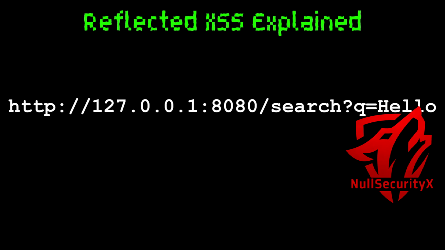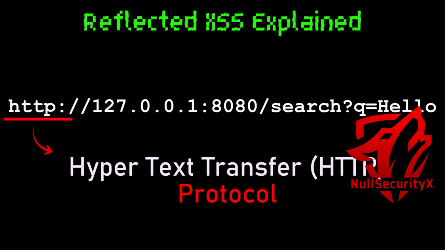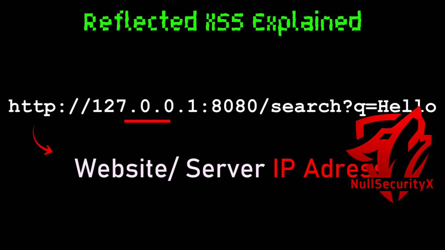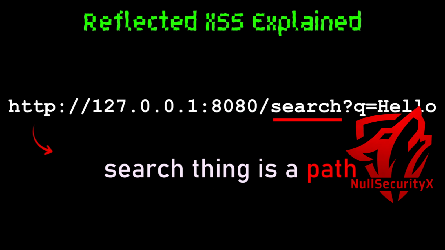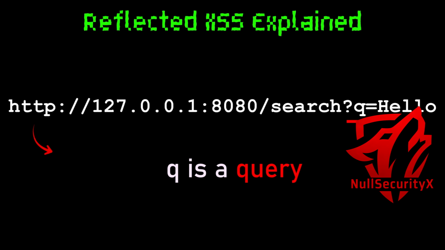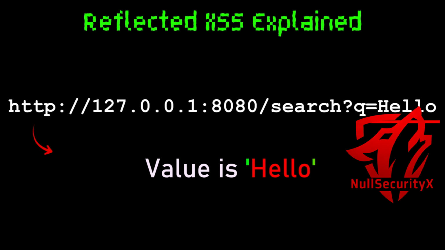Okay, now see the URL carefully. This HTTP is the protocol, and this is our web server IP. And this is the server port. This search is actually a path, and this q is a query parameter for search. And the parameter's value is currently set to hello.